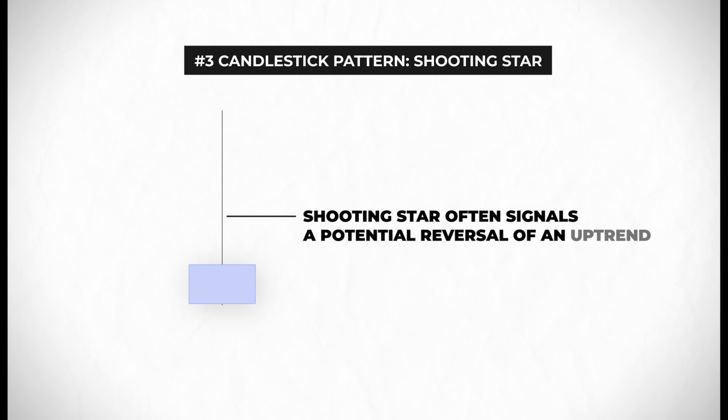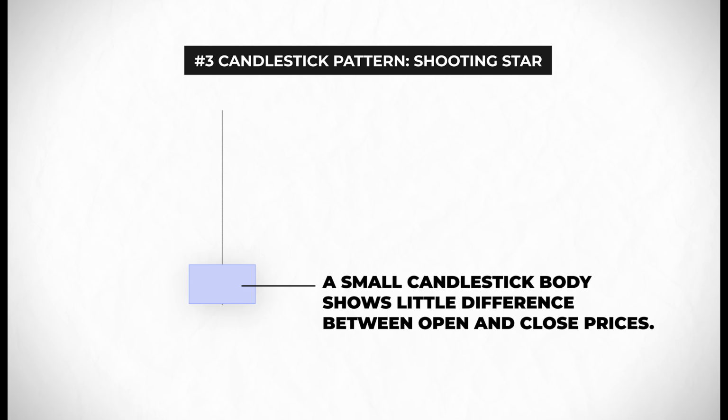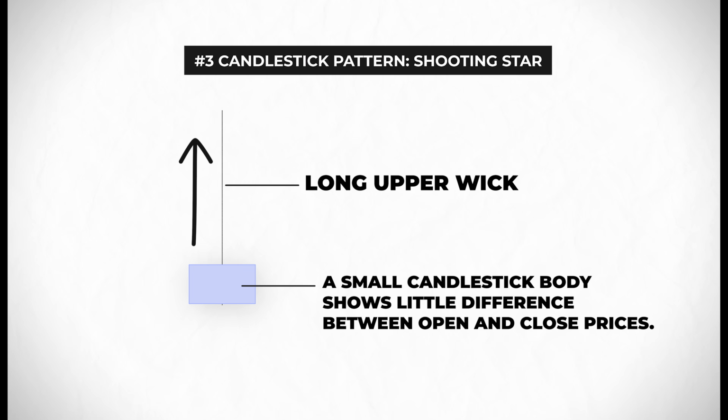And lastly, we have a shooting star. So the shooting star is a candlestick pattern that traders pay close attention to, as it often signals a potential reversal of an uptrend, and it definitely looks like a star falling from the sky. It has a small lower body indicating that there wasn't much difference between the opening and closing prices, and a long upper wick. So this long wick over here is key because it shows that during the session the price shot up significantly but then fell back down.